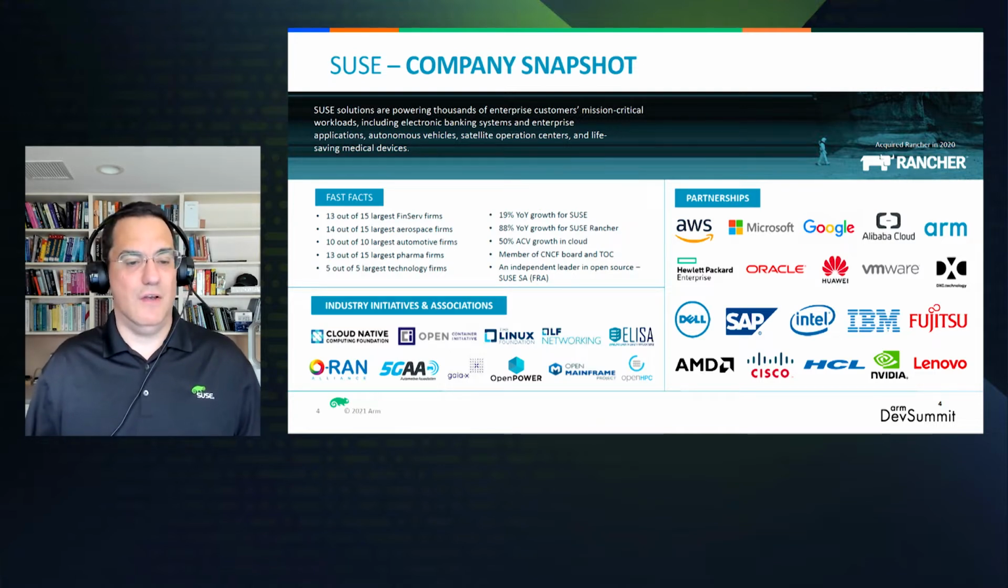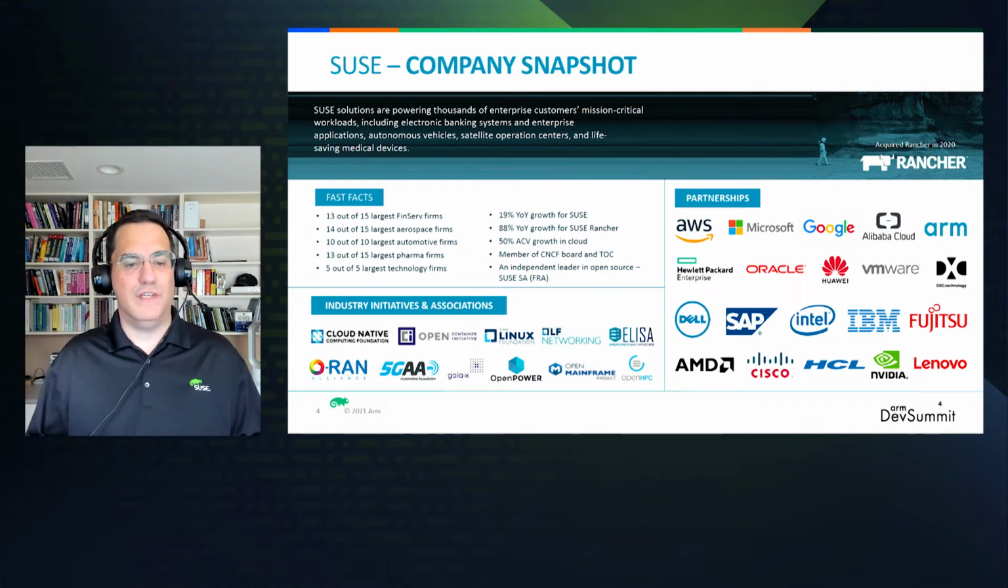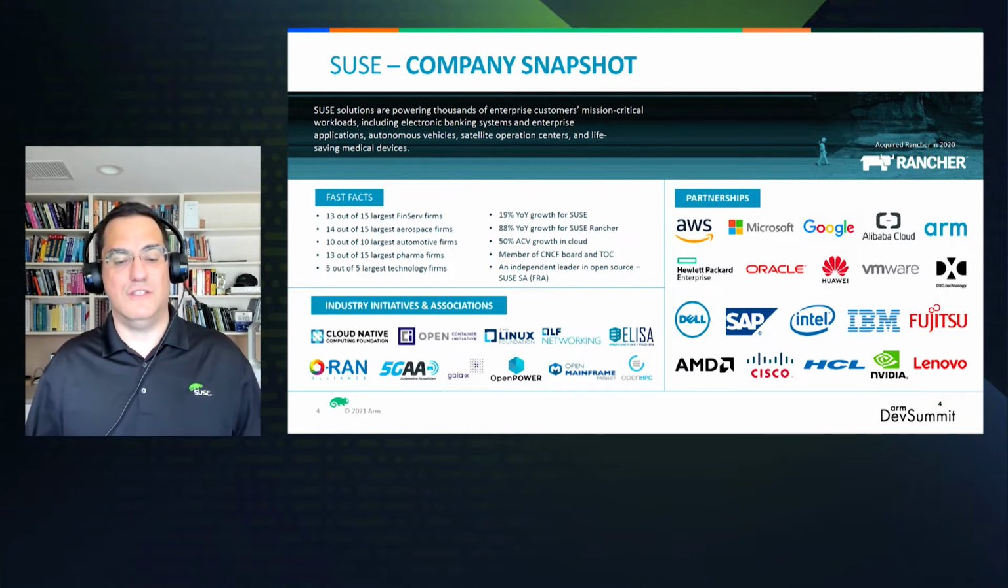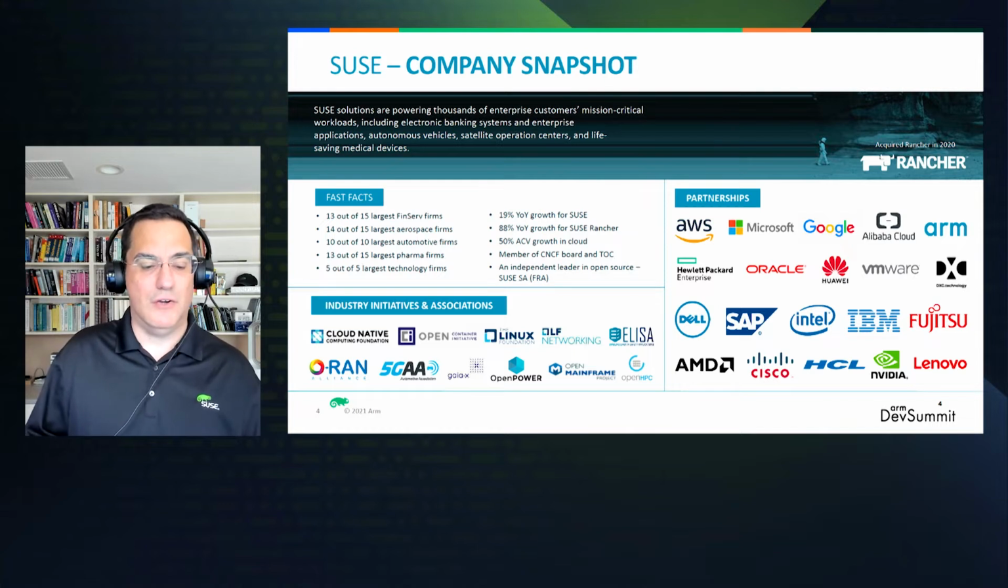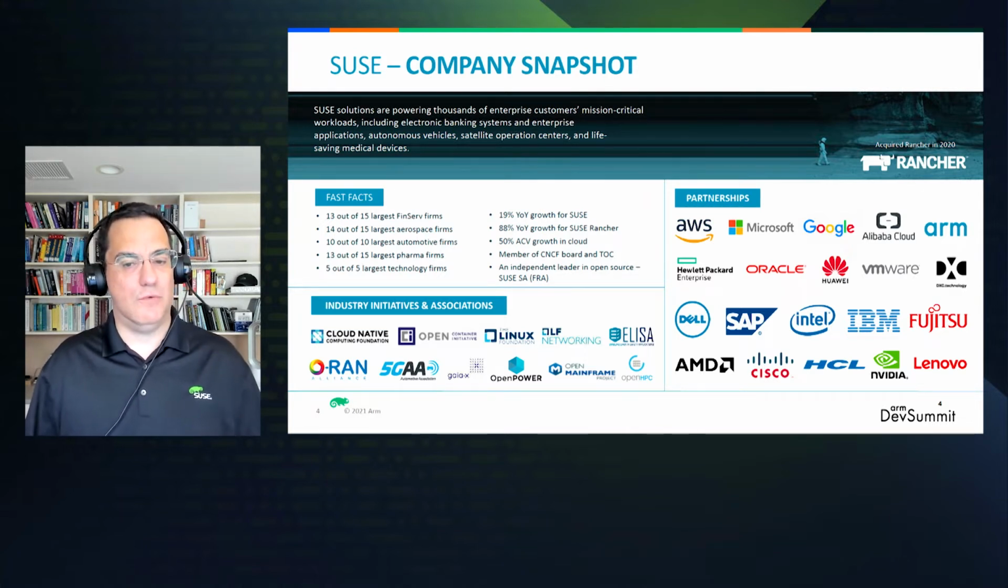As you can see in this slide, we are proud to have 13 of 15 of the largest financial services firms, 14 out of 15 of the largest aerospace, 10 out of 10 in automotive, 13 out of 15 in pharma, and 5 out of 5 in the largest technology firms. We call those customers at SUSE. In the first half of fiscal year 2021, SUSE saw a 19% year-over-year growth as compared to the first half of fiscal year 2020.